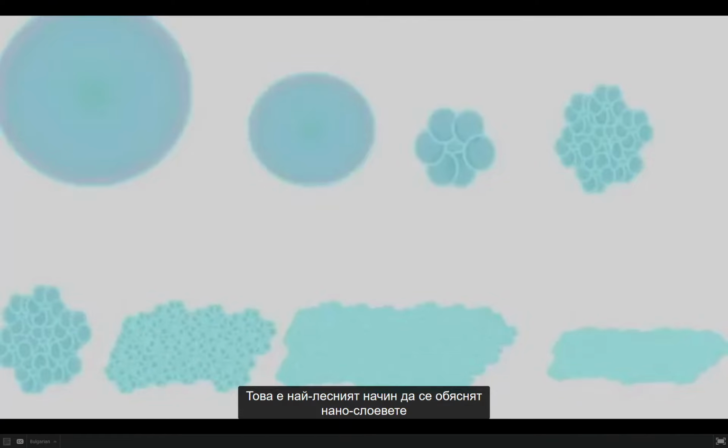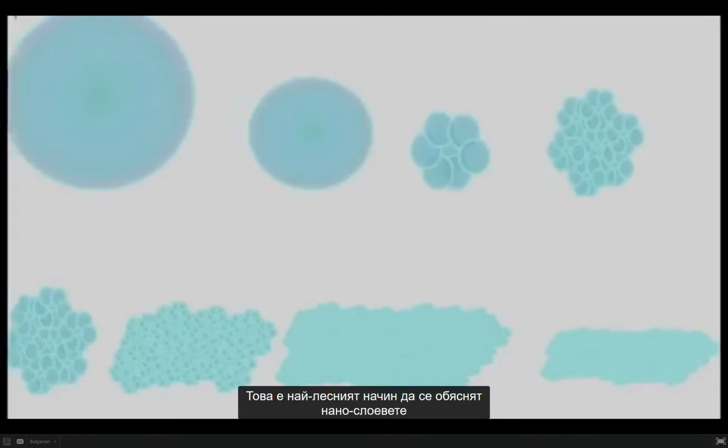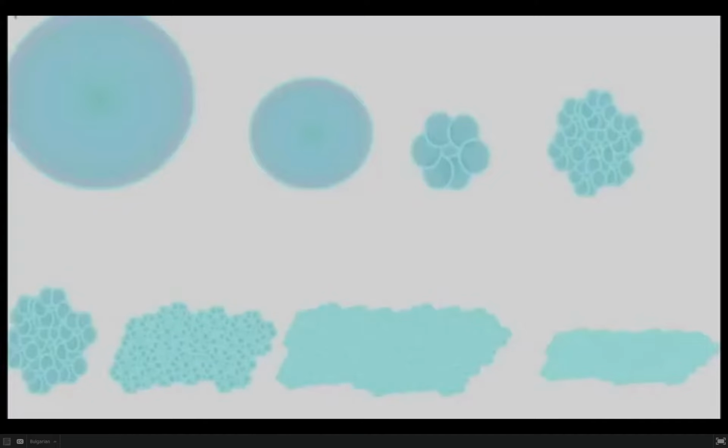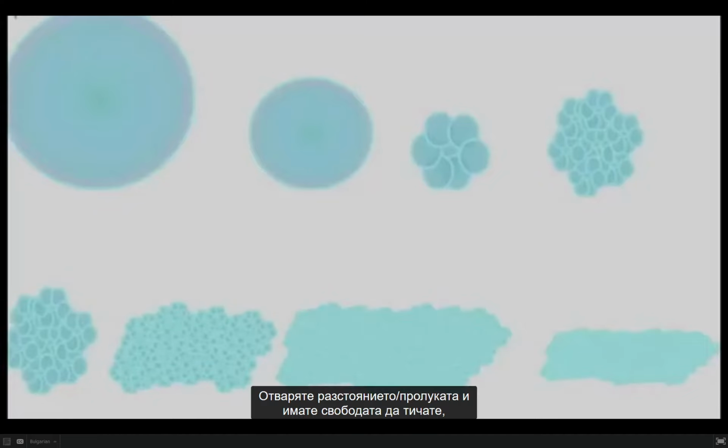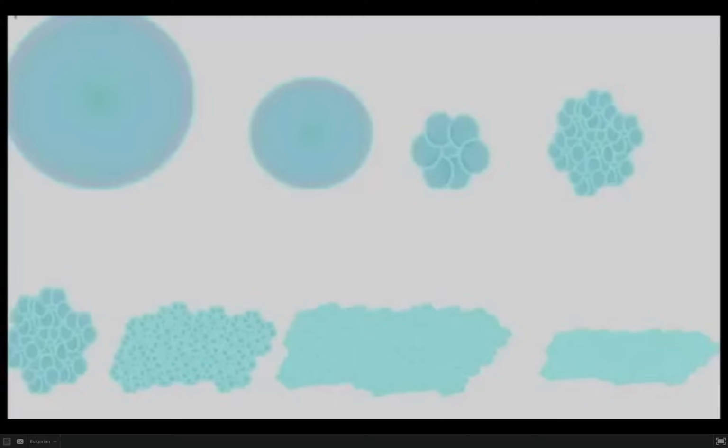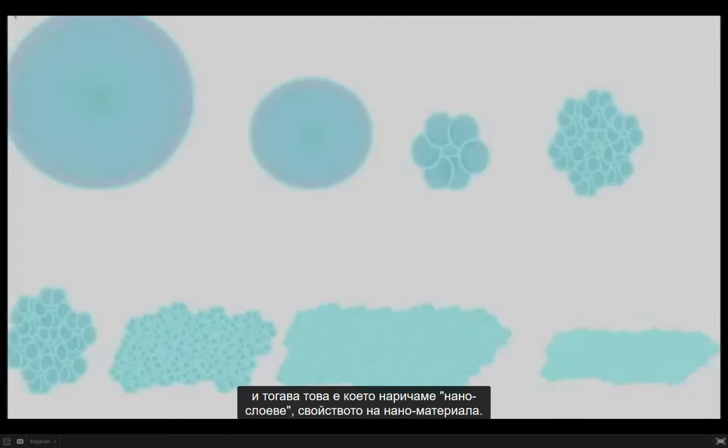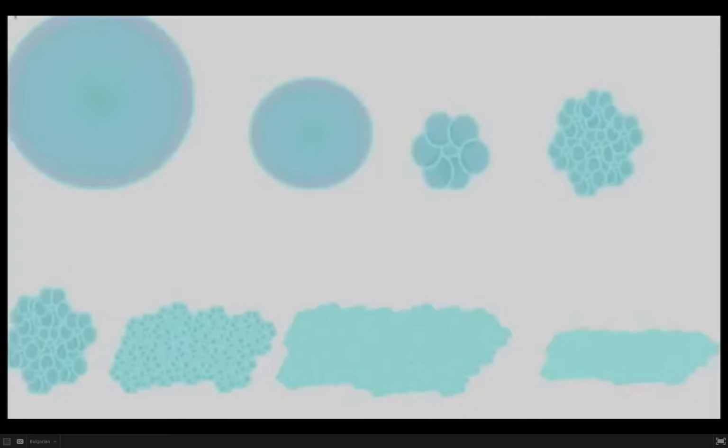This is the easiest way to explain nanolayers and the behavior of nanolayers. You close the gap, the energy gets concentrated, you become a matter. You open the gap, you have a freedom to run, freedom to move in any direction, then this is what we call nanolayers, the property of nanomaterials. Where does the energy come from?